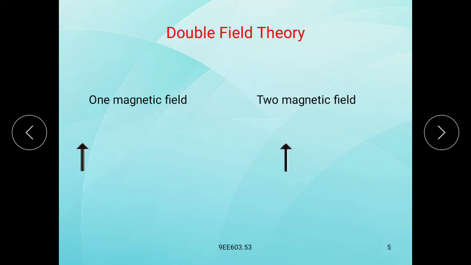See here, by observing this, one magnetic field is shown here, and these are the two magnetic fields. This one magnetic field shows how the pulsating flux is produced, and here is how the two magnetic fields affect it.